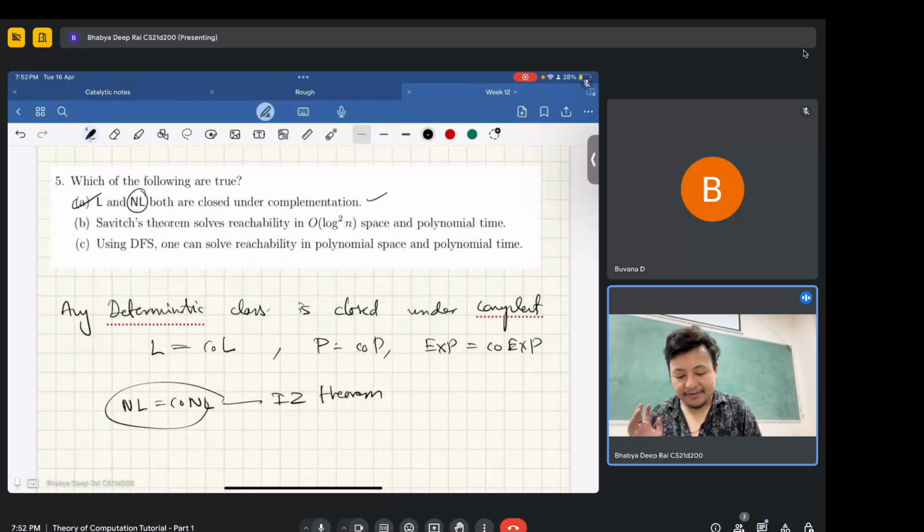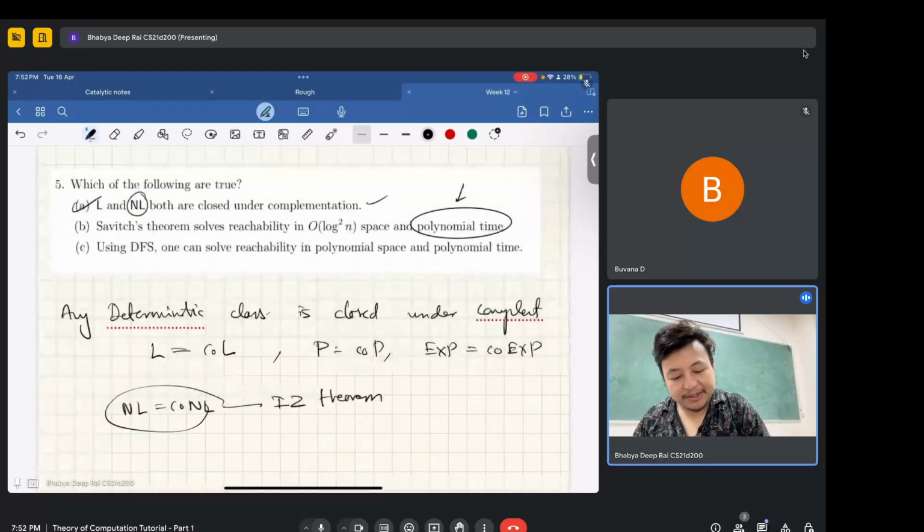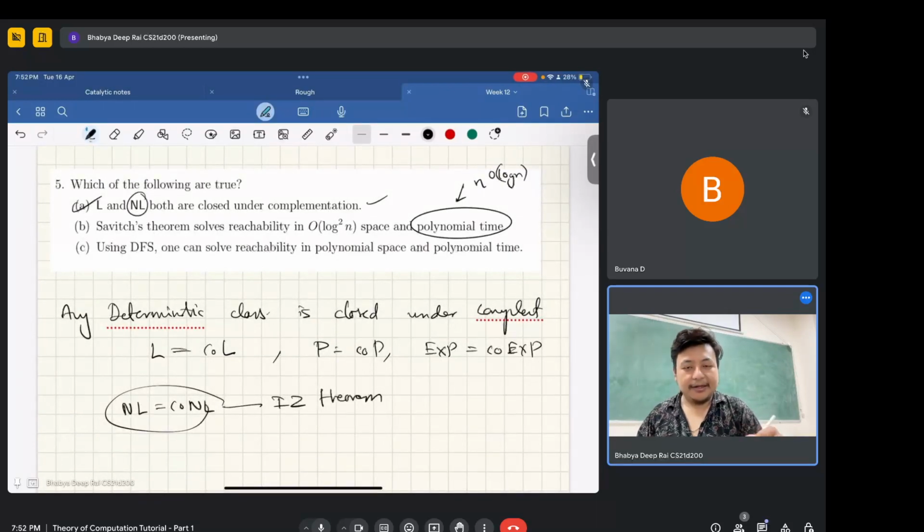Savitch's theorem solves reachability in order log squared n space and polynomial time. Now this is false. It solves it in log squared n space, but how much time does it take? It takes super-polynomial time, n to the order log n. This is not polynomial. Polynomial means n to some constant. So this is wrong.